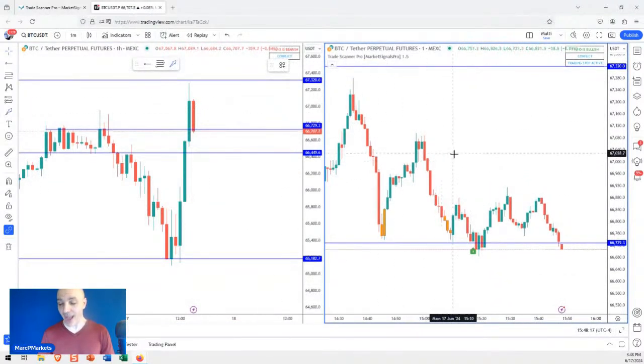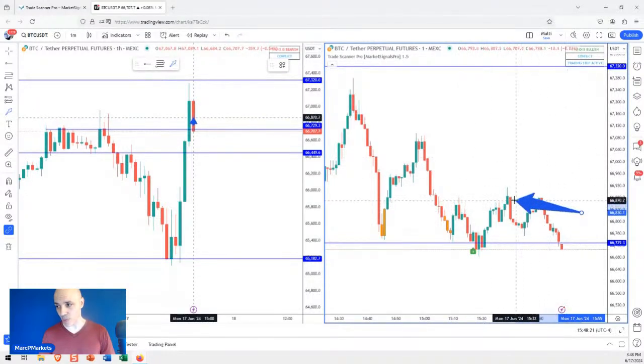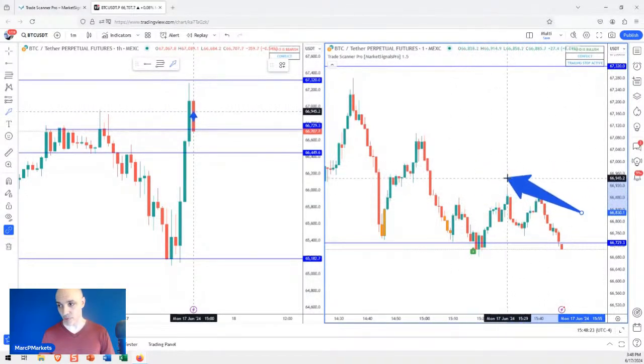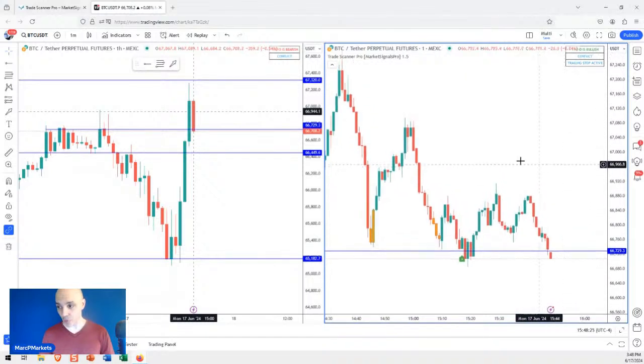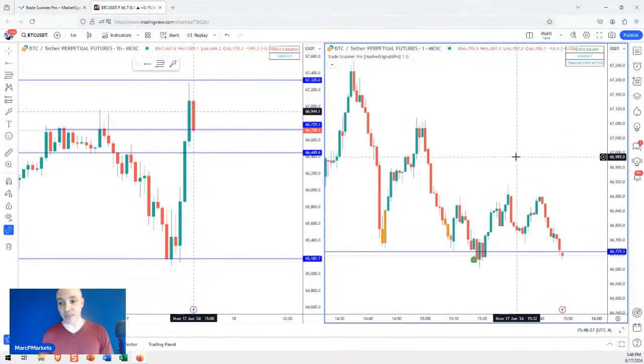But the higher probability thing for me to do would be to wait until we test one of these minor resistances or something like that and get a short signal. That would be the higher probability thing to do. So I know this in advance. This is how you should be thinking before you even think about a trade. You're putting the puzzle pieces together. What should I be thinking? What should I be looking for?